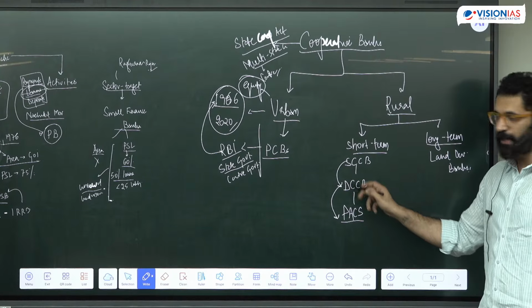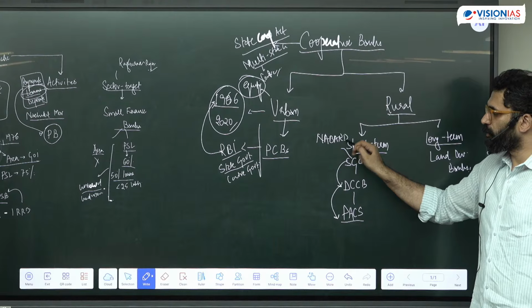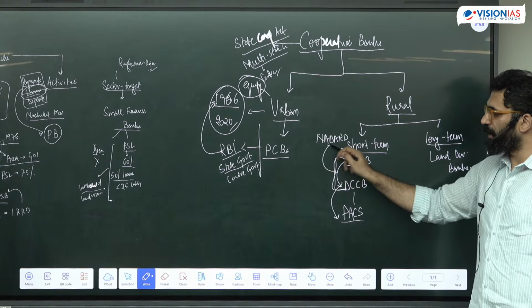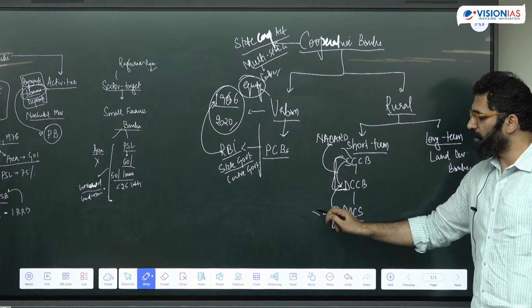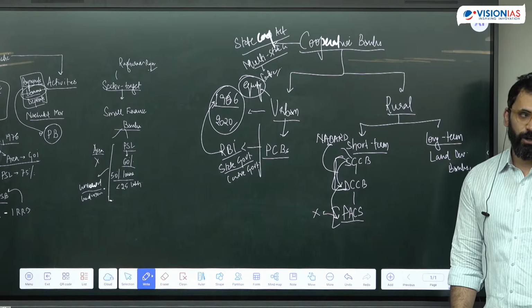Who gives them the money? They get help from NABARD. Supervisory power of these 2 is with NABARD. This particular structure is not in the banking regulation structure. NABARD is what regulates them, for short-term loans.